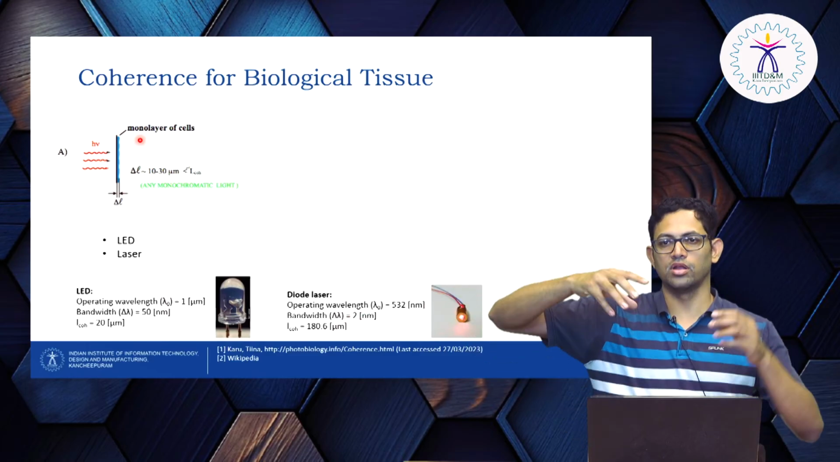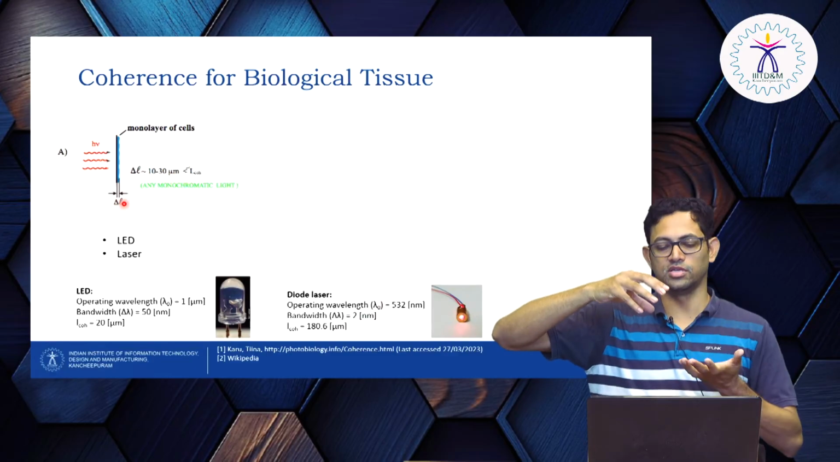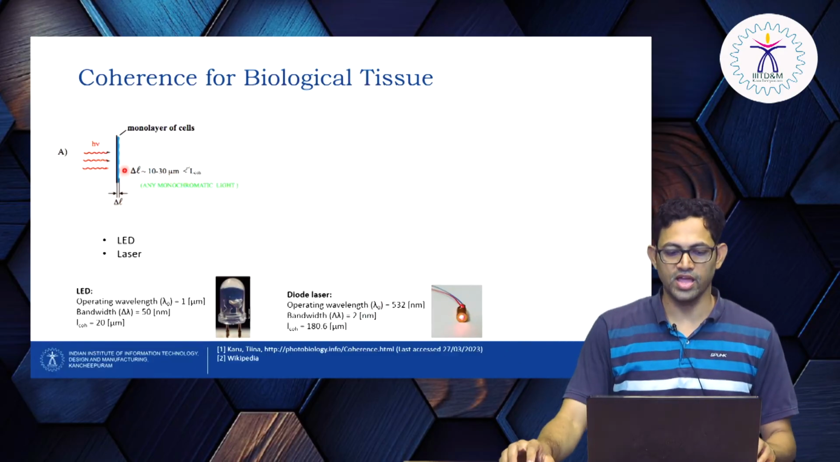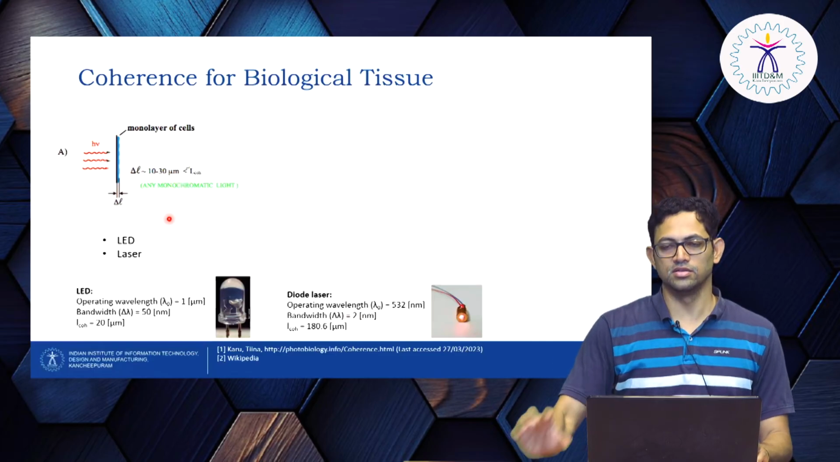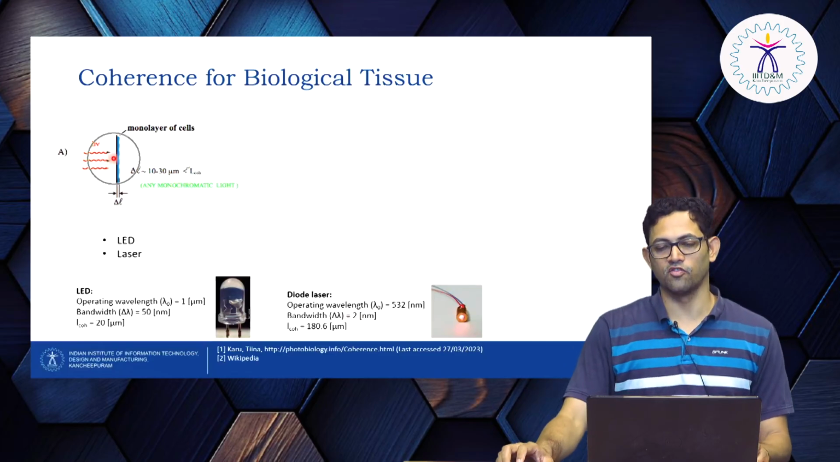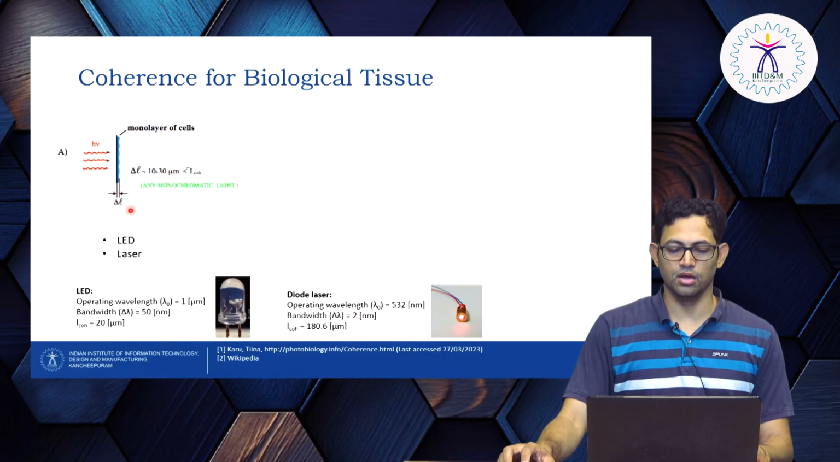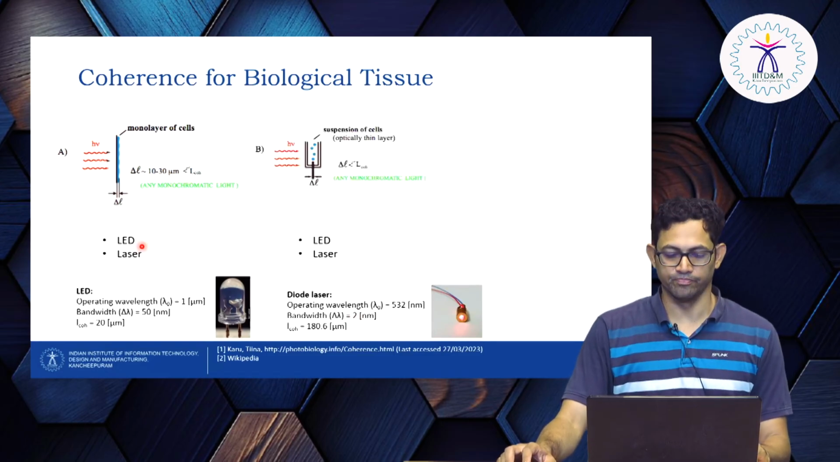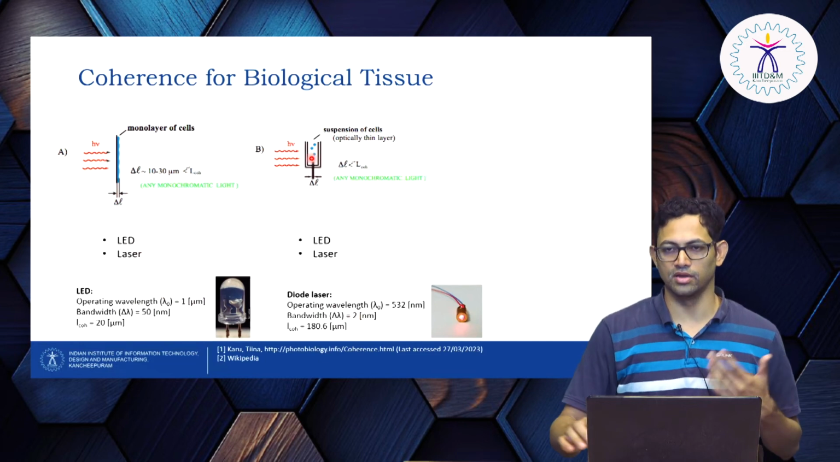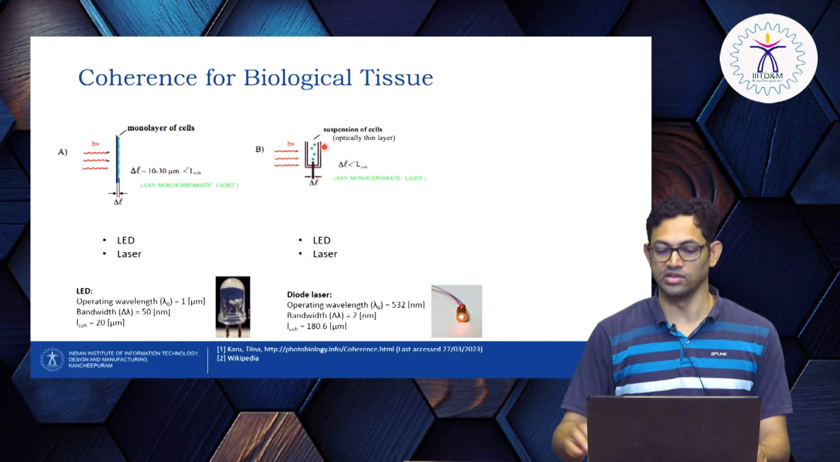They are not over, so there is no one cell on top of another. In that case, that dimension, delta L, the thickness of your cells, would be in the order of tens of micrometers, right? So if you shine the light source, you can expect the light to stay coherent once we are detecting. So in that case, we can use either a light emitting diode or laser.